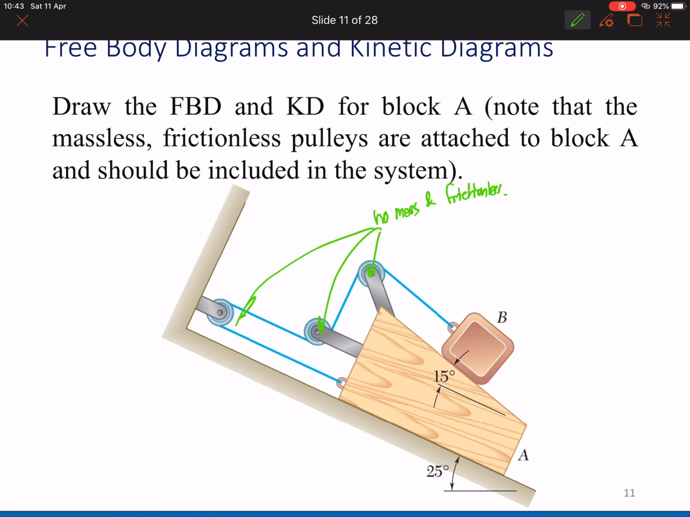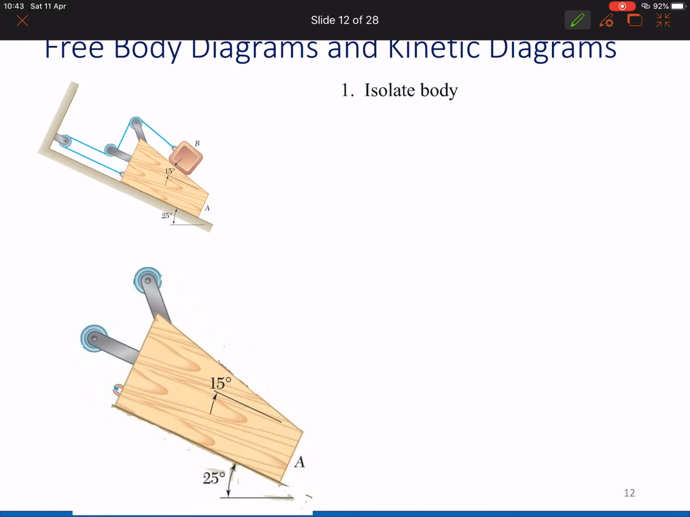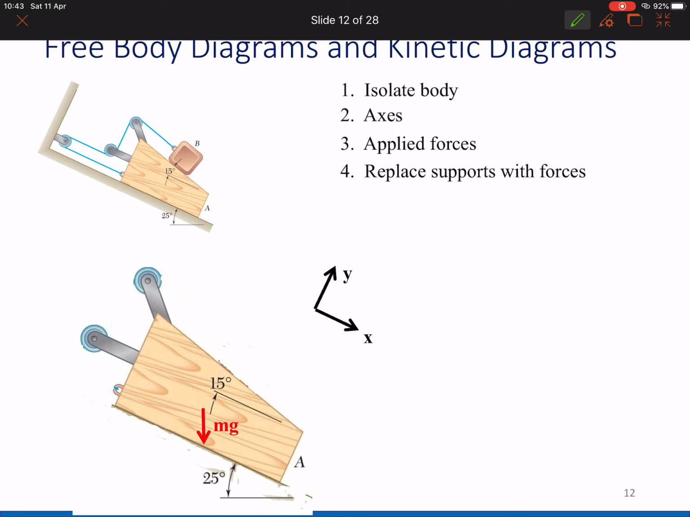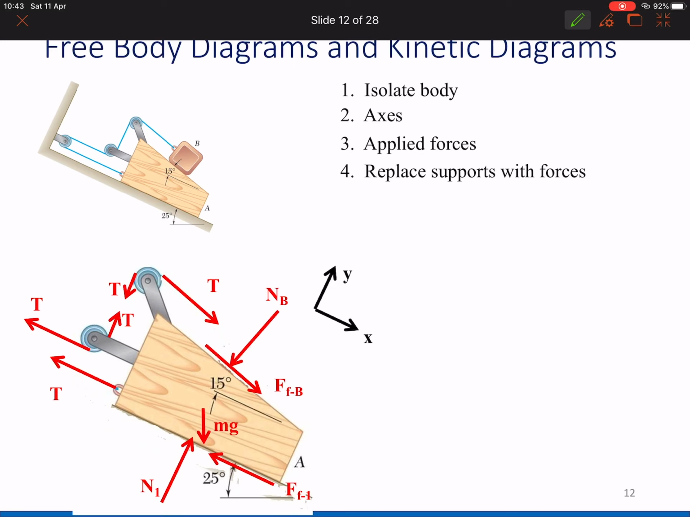Let's see, we do it for block A here. So first thing we have to do, isolate the body. So we have only this body without the axis here. Next we apply the force. So how many forces do we have here? We have a lot. And also we replace the support with the force. So you can see now there's a lot of force by the supports, okay? Because here, we also have the force actually by what? By the friction between object A, or no, object B to this object A.